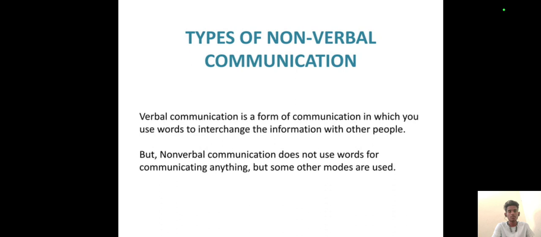Verbal communication is a form of communication in which you use words to interchange information with other people. But non-verbal communication does not use words for communicating anything; some other modes are used. This is the difference between verbal and non-verbal communication.